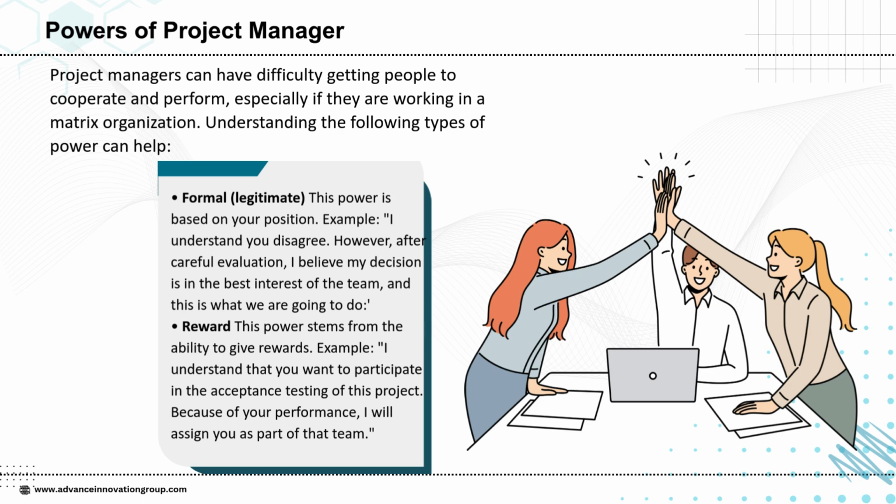The second is reward power, which comes from the ability to give recognition, opportunities, or incentives. By assigning desirable tasks, acknowledging contributions, or offering other rewards, the project manager can motivate team members and reinforce positive behavior. This power is effective in encouraging cooperation and maintaining high performance levels.